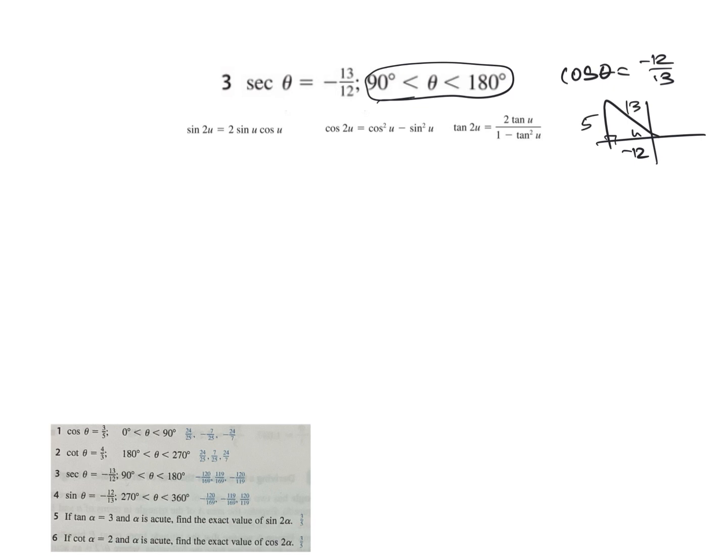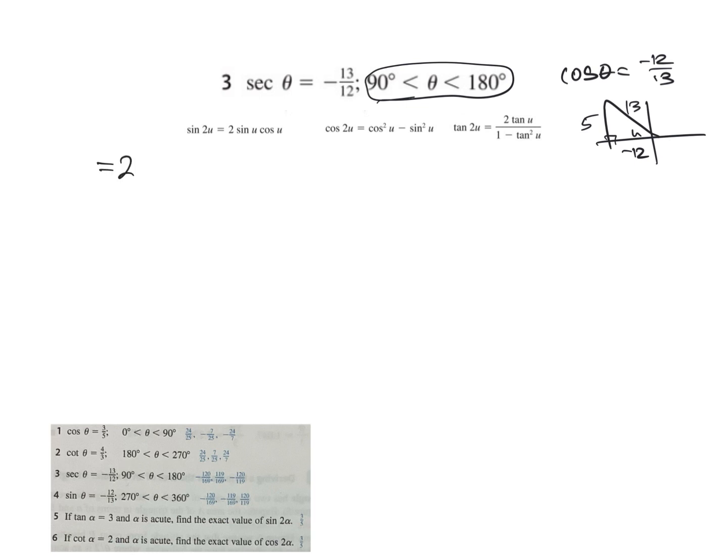Now we're looking at the secant of theta, which is the reciprocal of the cosine of theta, negative 12/13. Here we're in the second quadrant. So we're looking at cosine being negative 12, and the hypotenuse is 13. So this is a 5, 12, 13 triangle. The only thing negative would be the x value. So now let's do it.